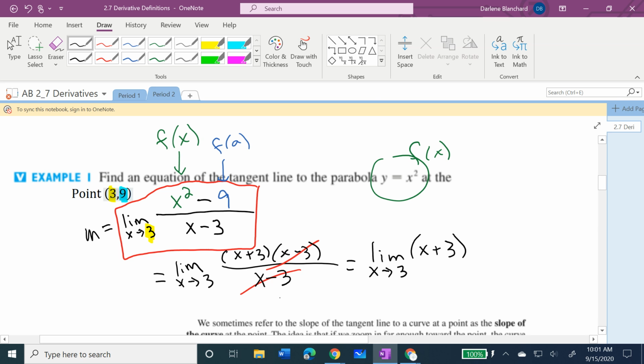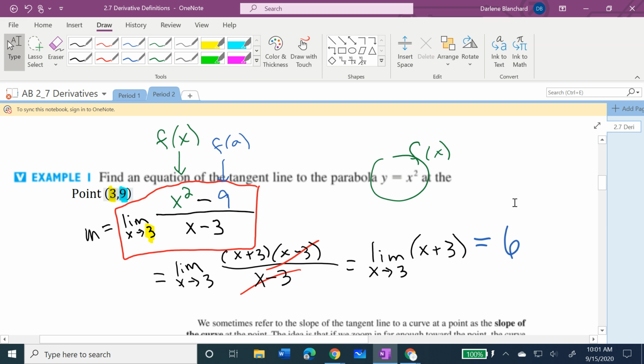Whereas if you graph this function, you're going to get the line x plus 3 with a hole at x equals 3. This just fills that hole in. So we have 6 is the answer to slope when we directly substitute that 3 in.